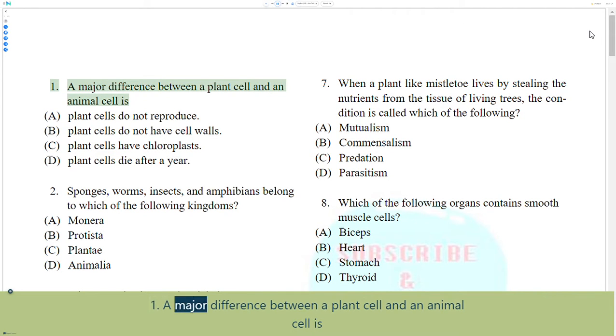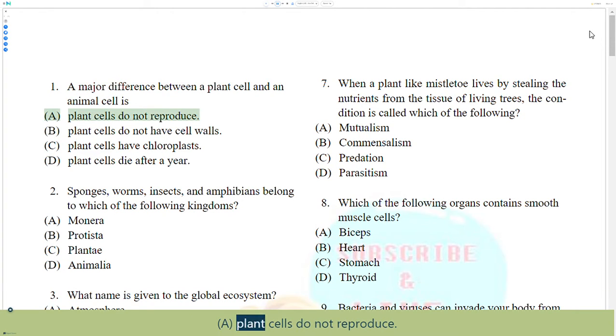1. A major difference between a plant cell and an animal cell is: A. Plant cells do not reproduce. B. Plant cells do not have cell walls. C. Plant cells have chloroplasts. D. Plant cells die after a year.